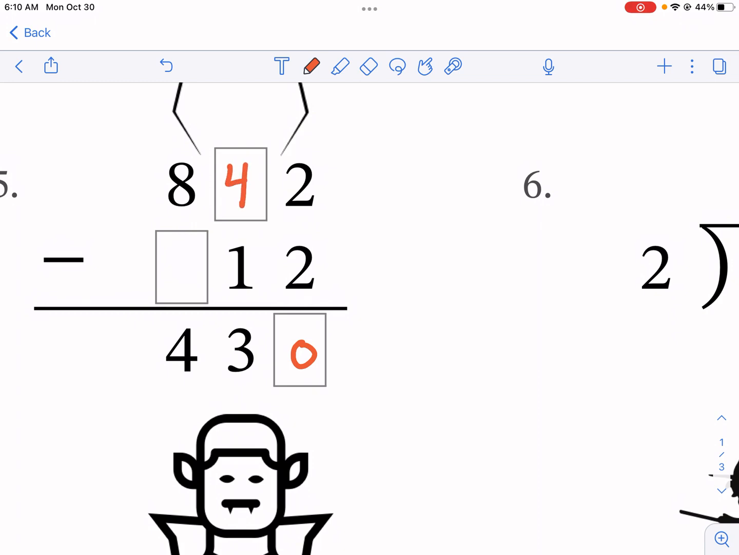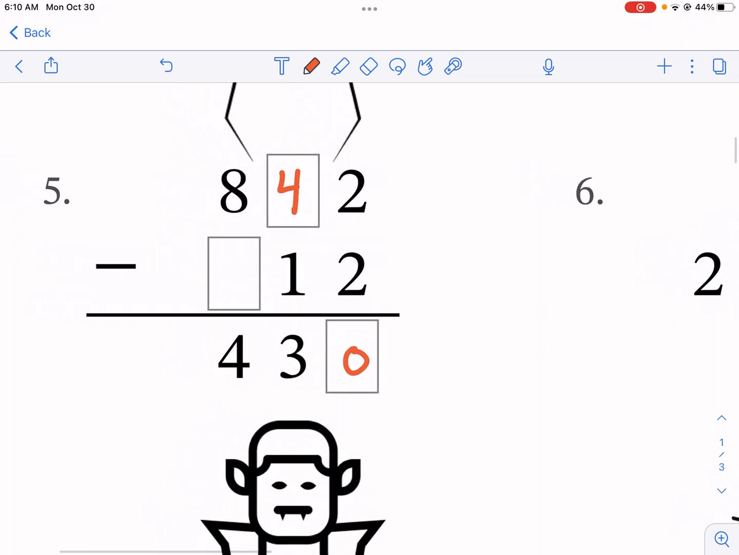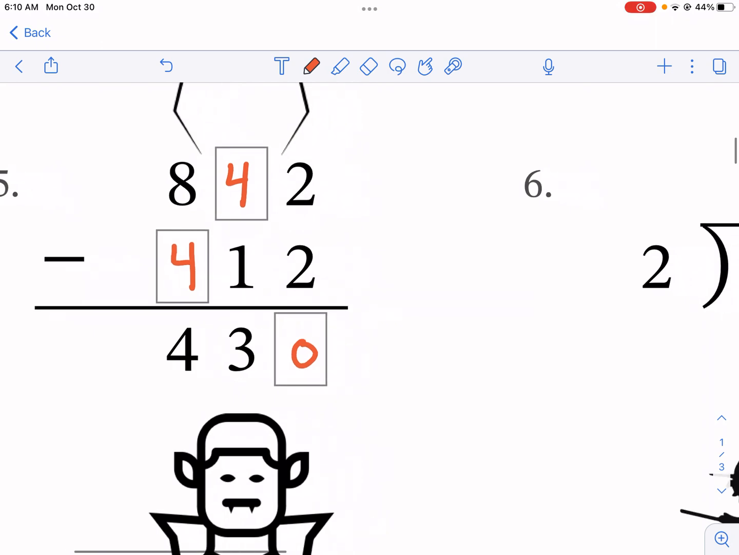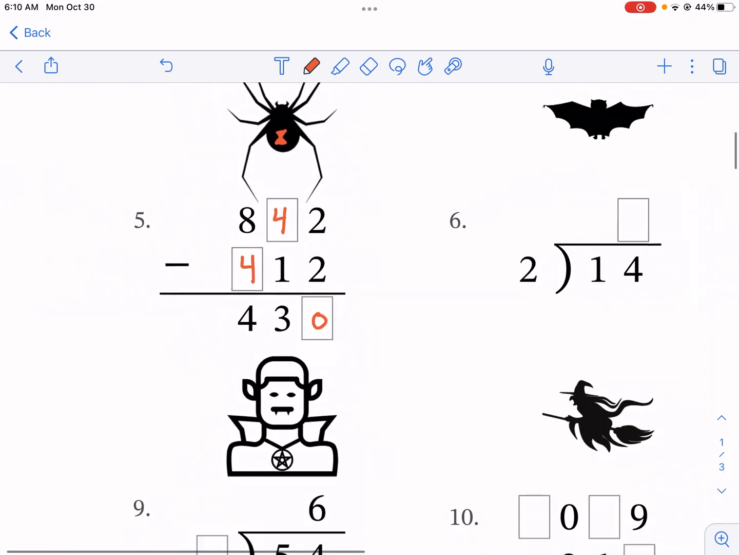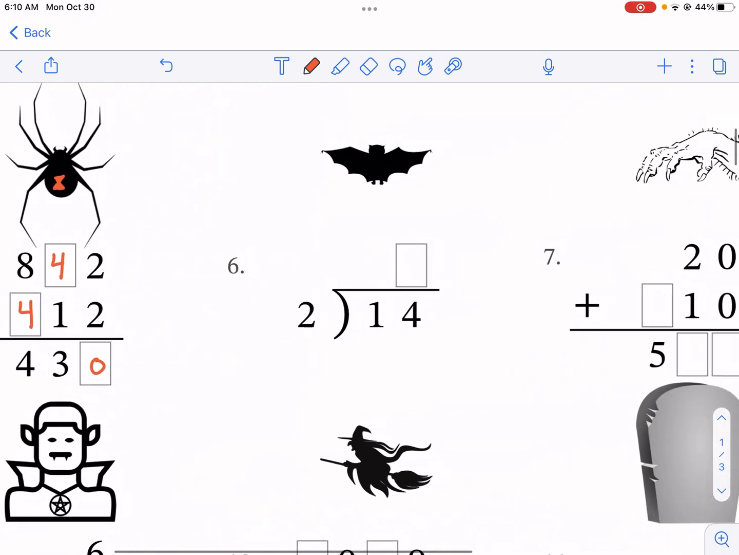Okay, so we have 842 minus something equals 430. Then we just move on to the last one. We have 8 minus 4 equals 4. So all of these numbers on the top were equal to or greater than the numbers on the bottom. That makes it easy, but it's not always going to be like that, okay?